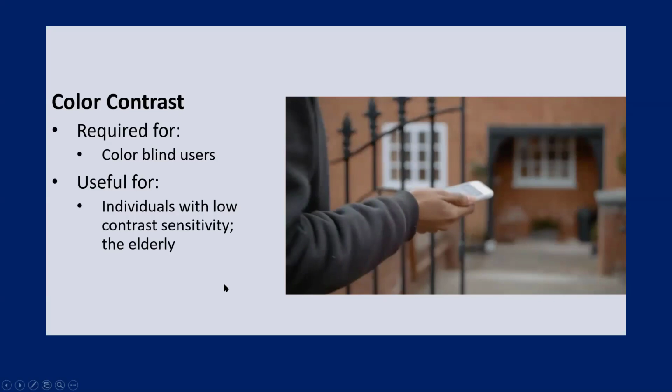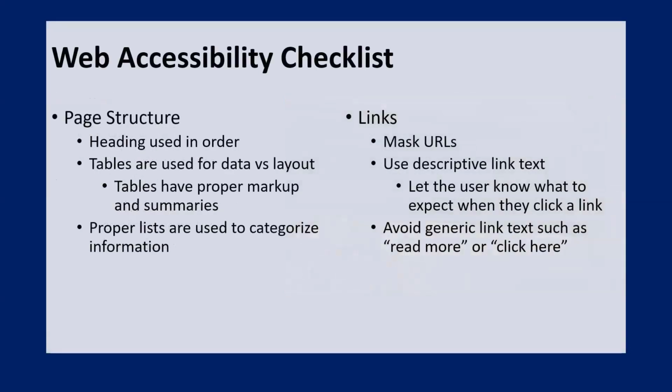So we do have some control over our color selection and palettes when we put information on the web. So here's a quick checklist to keep in mind when you are updating content on your web page for accessibility.